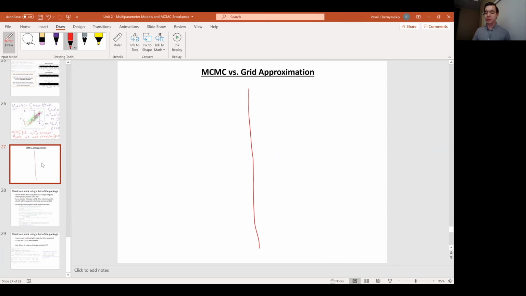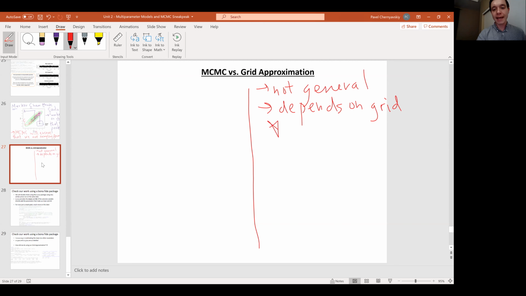So I thought as we're moving into MCMC, it's probably useful to take a look at and contrast MCMC versus grid approximation. So grid approximation is not general. It's not used because it's not general. It depends on the grid too much. Like the resolution at which, for example, you can observe the posterior depends on the grid that you specify. So you do, in a way, have to tune the grid. MCMC is general, and there is no grid.